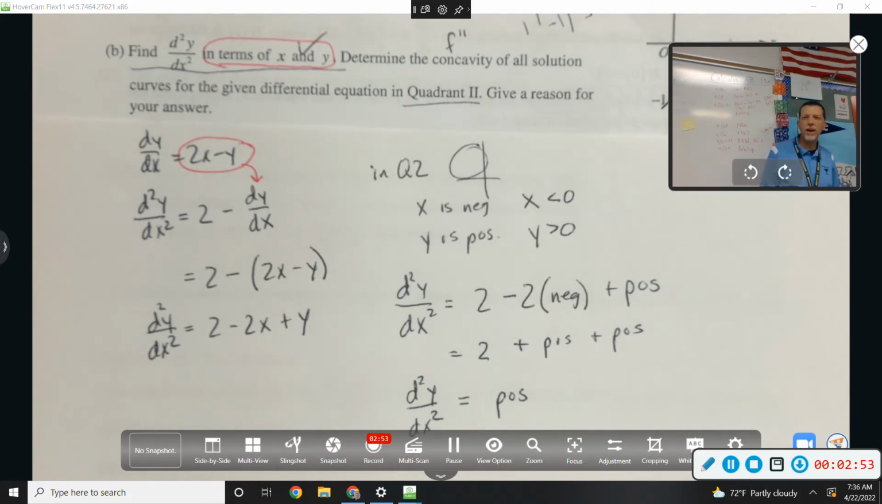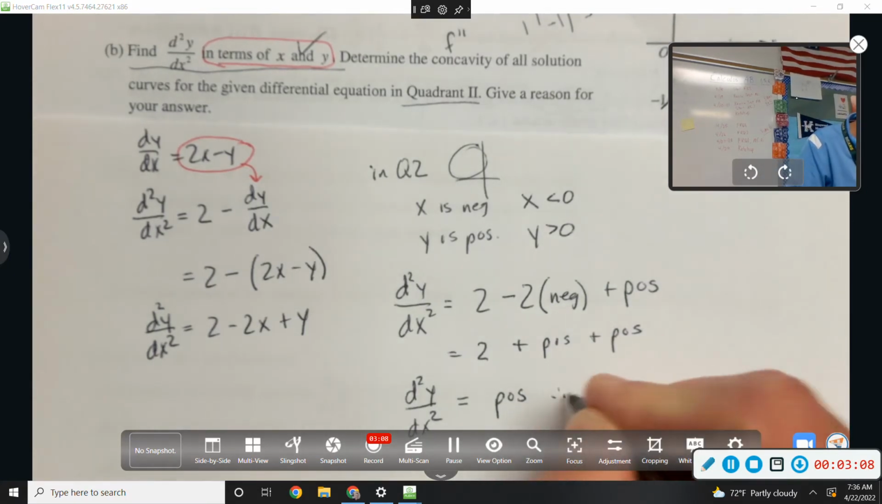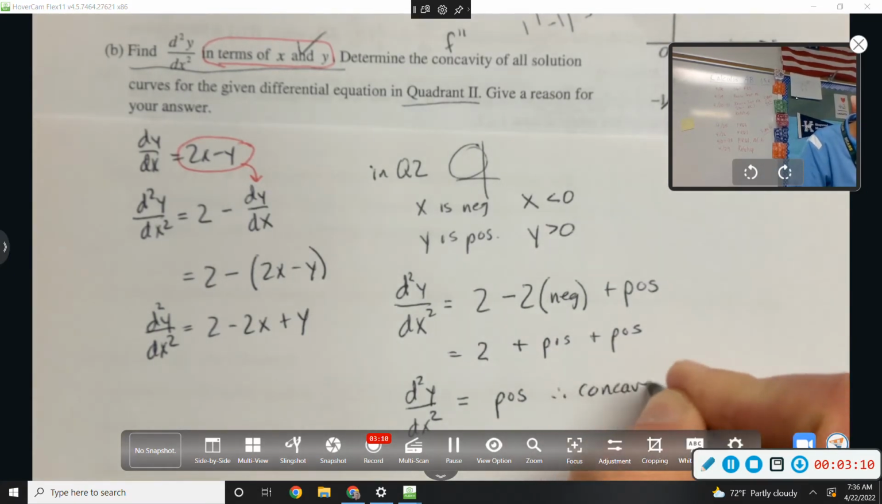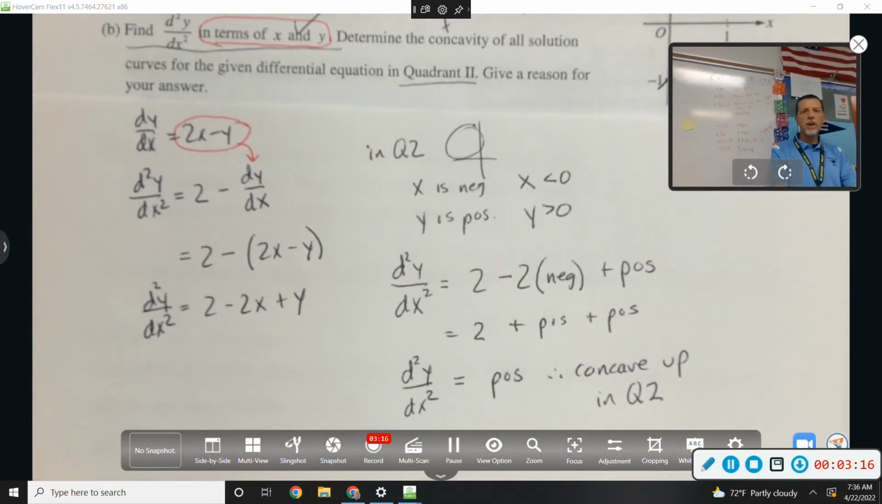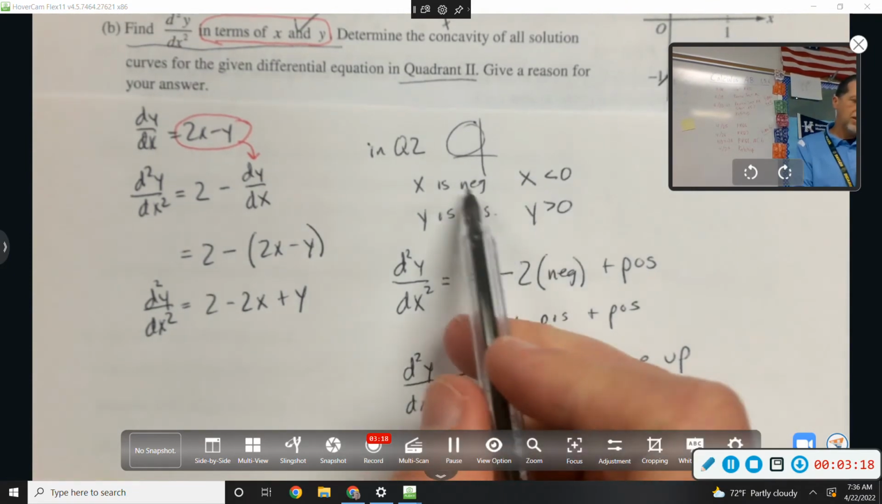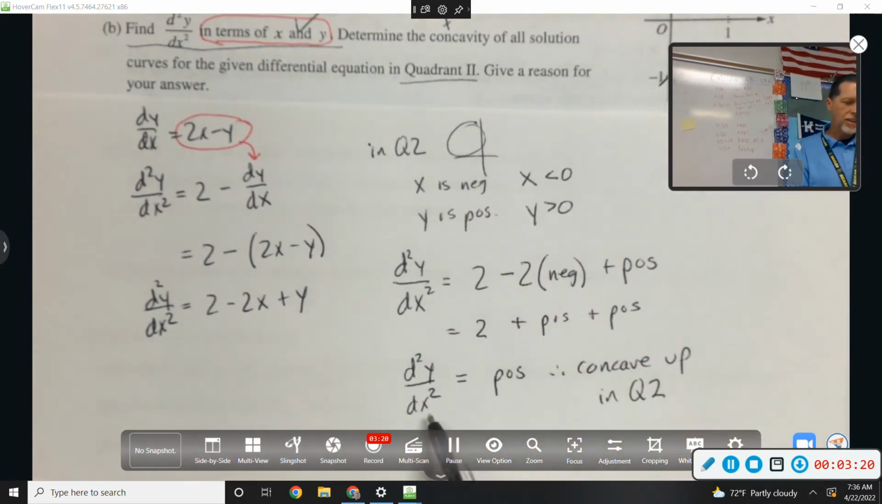Yeah, not quite. It said determine the concavity. I haven't said anything about concavity. I'm one step away, but what's the answer to the question? It's concave up. Therefore, concave up in quadrant 2. Give a reason for your answer. Well, the reason is x is negative, y is positive, the second derivative is positive. That means we're concave up.